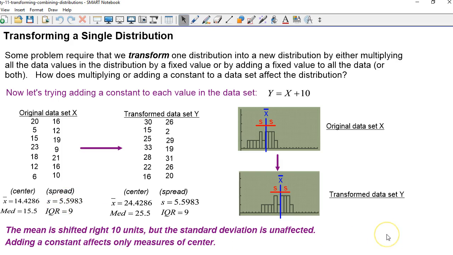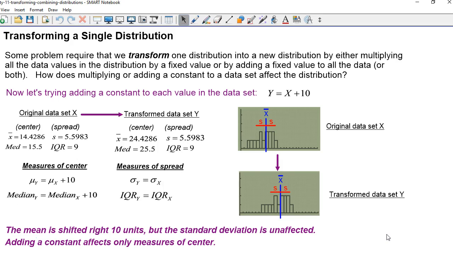So what we can conclude is, even though multiplication affects measures of center and spread, shifting a distribution by adding a constant or subtracting a constant affects measures of center, but it does not affect measures of spread at all.